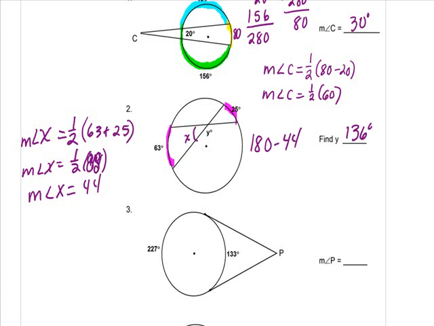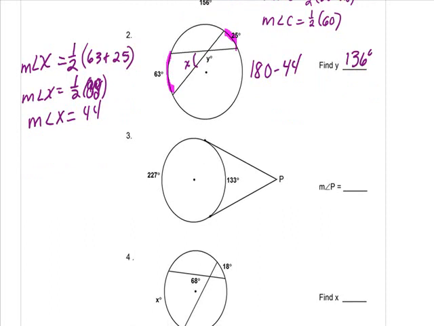All right. Who could tell me how to set up angle number 3? Angle outside. Ian. Wouldn't you just do 227 minus 133 divided by 2? You would. So the measure of the angle would equal 1/2 the difference, 227 minus 133.